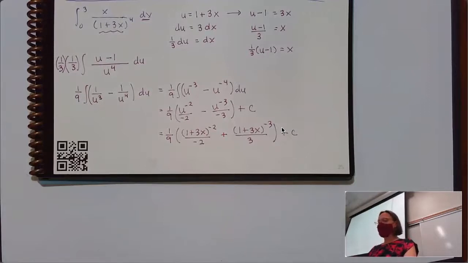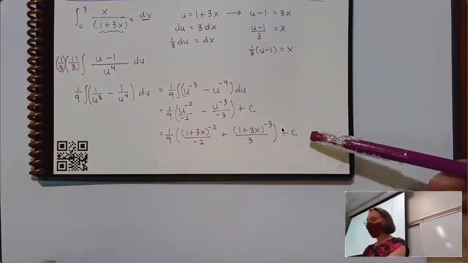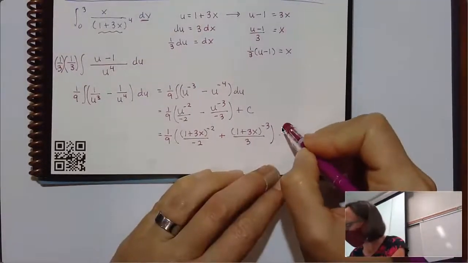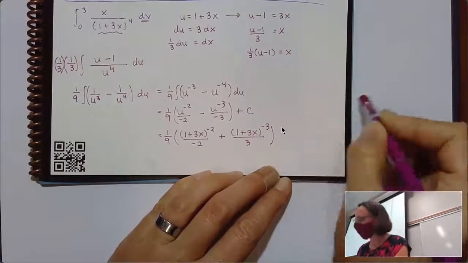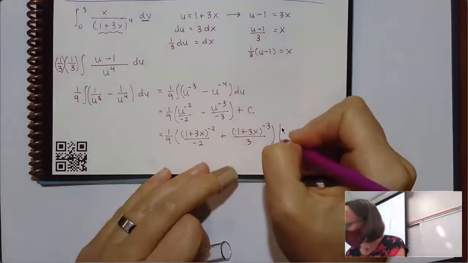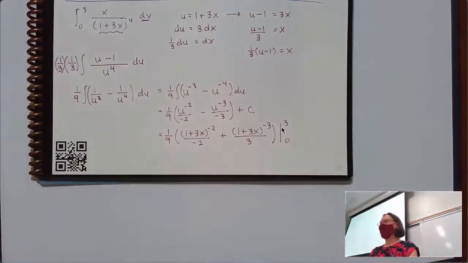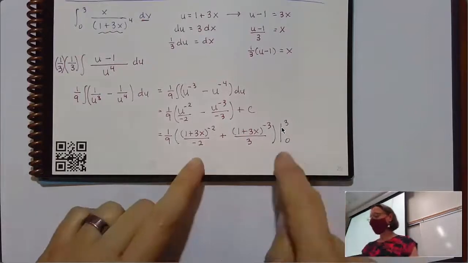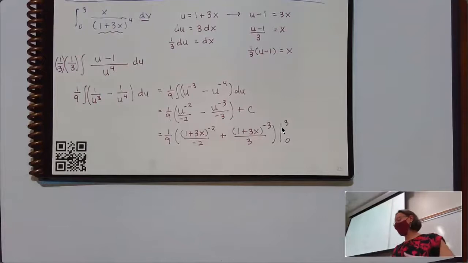Oh, but we're not done. Thank you, Zoom. This was a definite integral. So we now don't have a plus c. We actually have to go back in and plug in the 0 and the 3. That's going to be messy, but you all can handle it. Just make sure that when you plug in 0, things don't all magically go away, like they do sometimes with zeros, but they're not for this particular one.